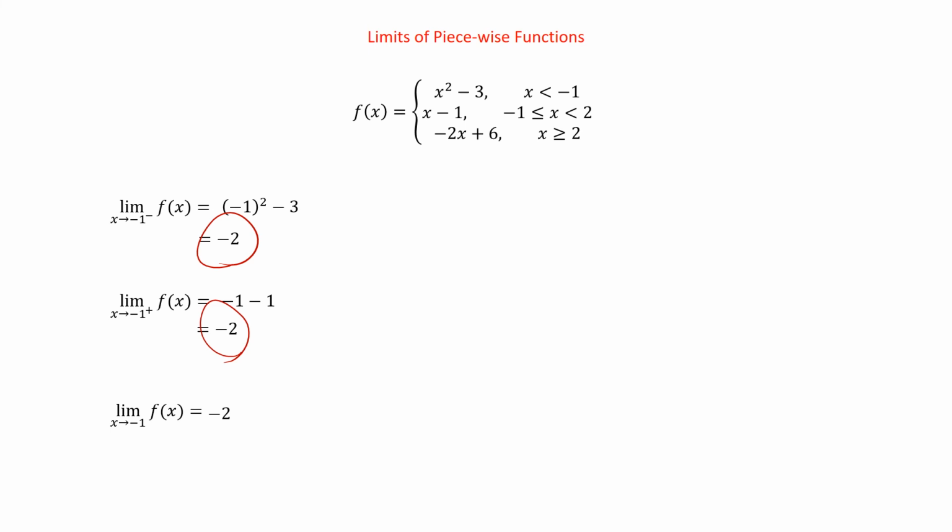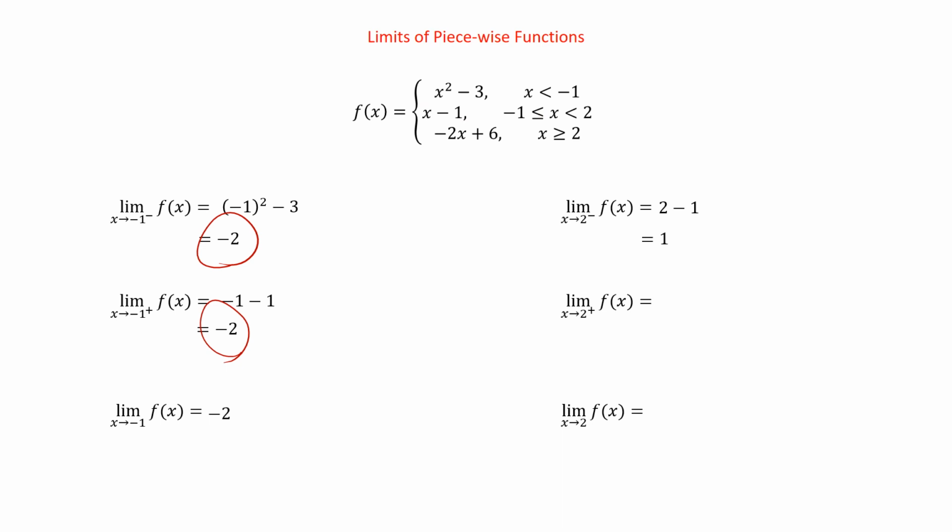For the limit as x goes to 2, again, we need to find both one-sided limits. When x goes to 2 from the negative side, we need the numbers less than 2, which is going to be the middle one. This time the middle one's first, but notice the middle one gets used for both because it's in both domains. So we plug in 2. 2 minus 1 is 1.